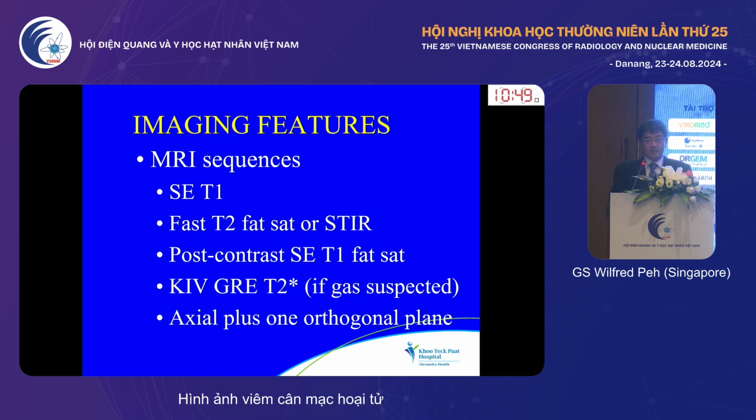The standard MR sequences would be typical for musculoskeletal radiology: T1, fat saturated T2 or STIR, and the post-contrast T1 with fat set. If gas is suspected, it's useful to add a gradient echo sequence where the gas will bloom. The axial image is probably the most useful one, with one orthogonal plane. So this is the minimal images and sequences for MR imaging for necrotizing fasciitis.